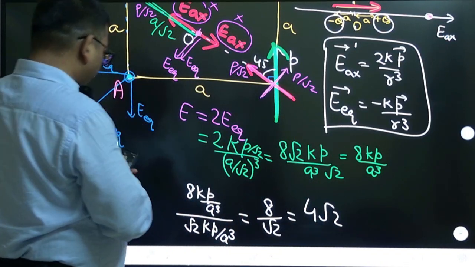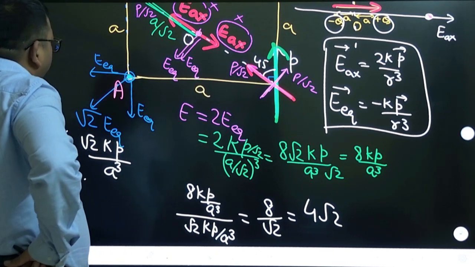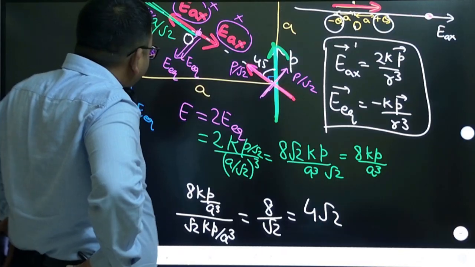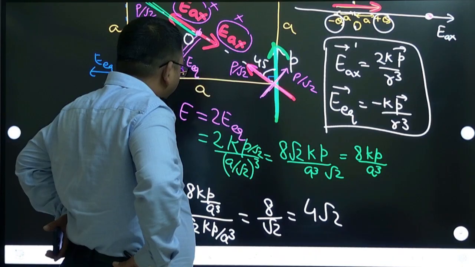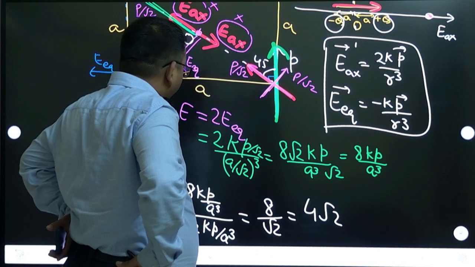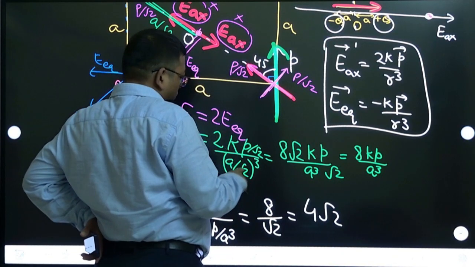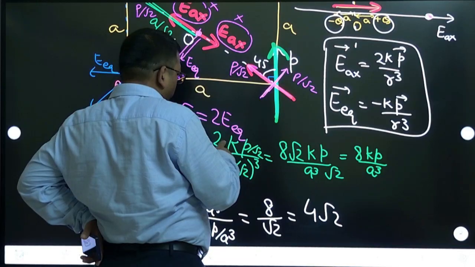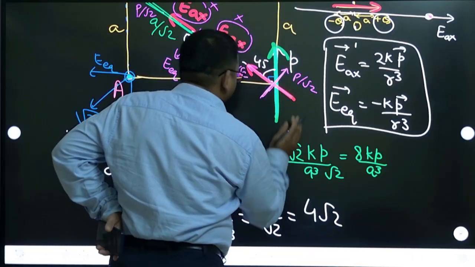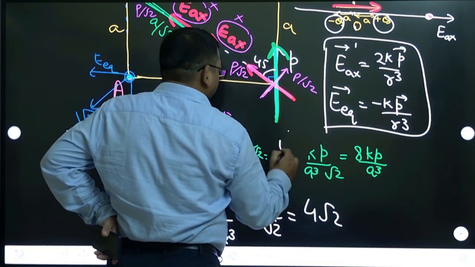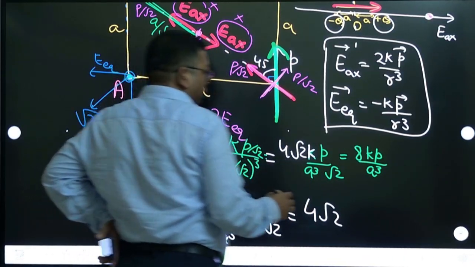Check if any mistake has happened, because the answer was given as 2 root 2. Where is the mistake? 2 root 2 comes. Root 2 root 2 root 2. 2 root 2. 2 into 2 is 4 root 2. Yes, this is 4 root 2.